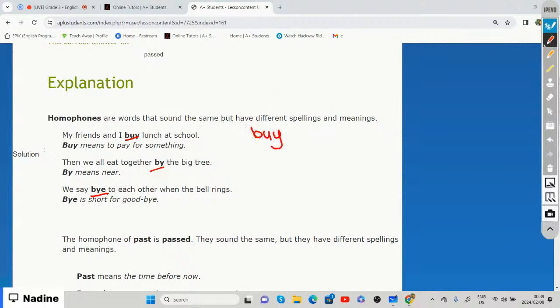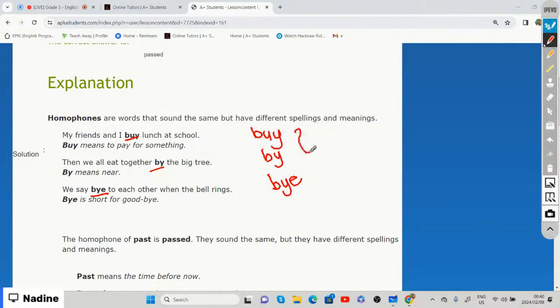It's like you're giving money in exchange of getting either your candy or your cool drink or whatever that you purchased. Then the word BY, it's to show like location, show distance. It's like to show that I'm sitting by the tree. So it either shows near or far. And then the third word bye, B-Y-E, is short for saying goodbye. It's like when you're leaving and you're greeting and you're saying goodbye. But instead of saying goodbye, you're just saying bye.